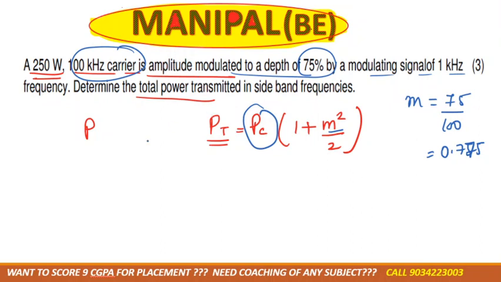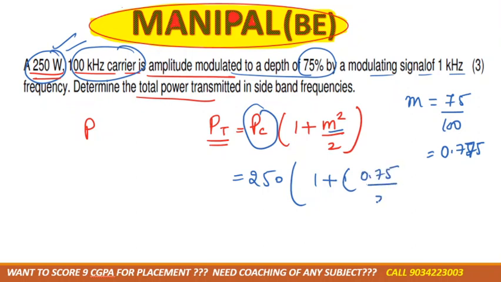So basically the power is also given for the carrier case, that is 250. It would be 1 plus (0.75 by 2) whole square. This is the case for the PT. PT is the total power, right? Understood?